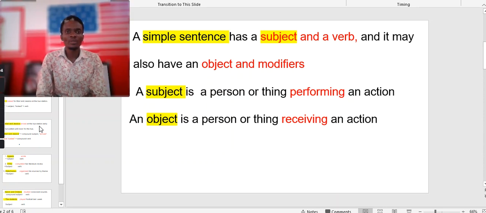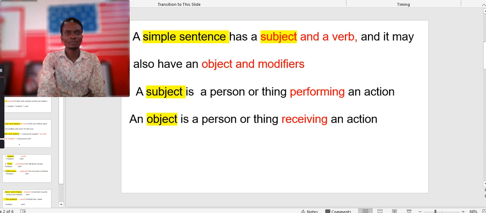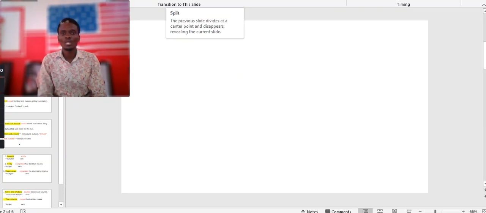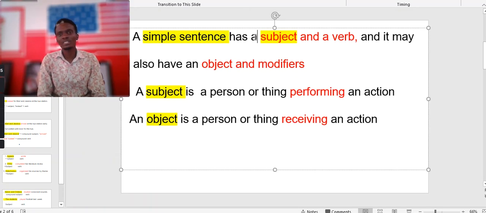Today, we'll be looking at the meaning of a simple sentence and examples of simple sentence in this video. Let's take a look at the meaning of a simple sentence. A simple sentence has a subject and a verb, and it may also have an object and modifiers.